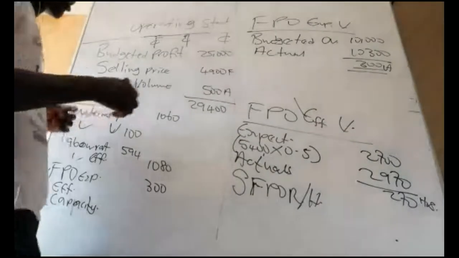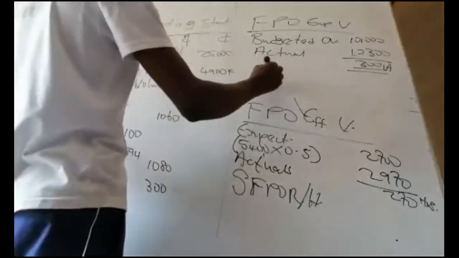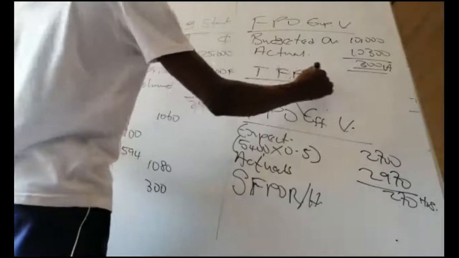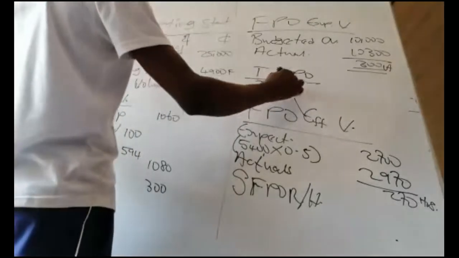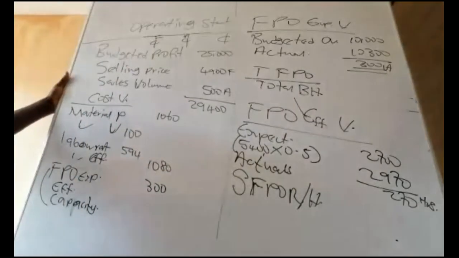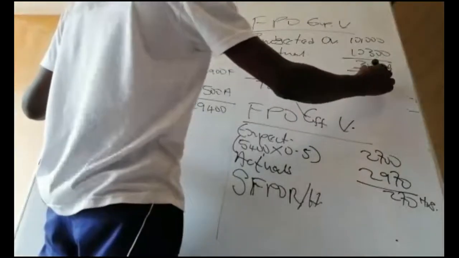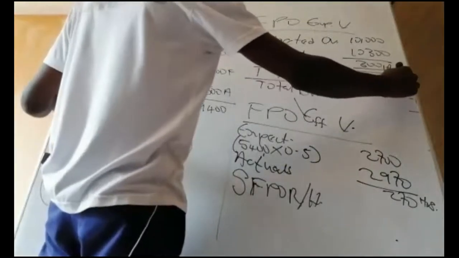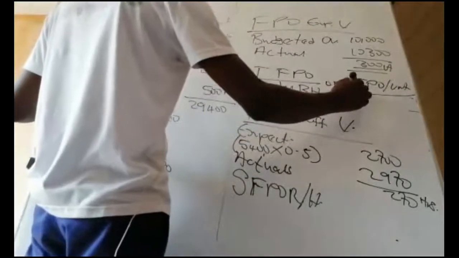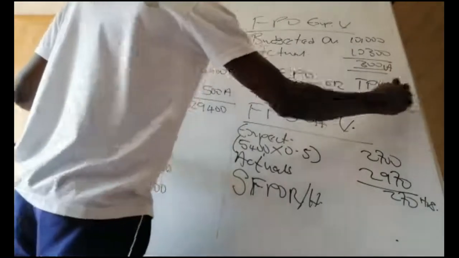pick the total cost. There are two ways. You pick the total fixed production overhead, then divide it by the total budgeted hours. Good. To give you the rate per hour. Or take the total fixed production cost per unit, divided by labor hours per unit. All this will be the same.